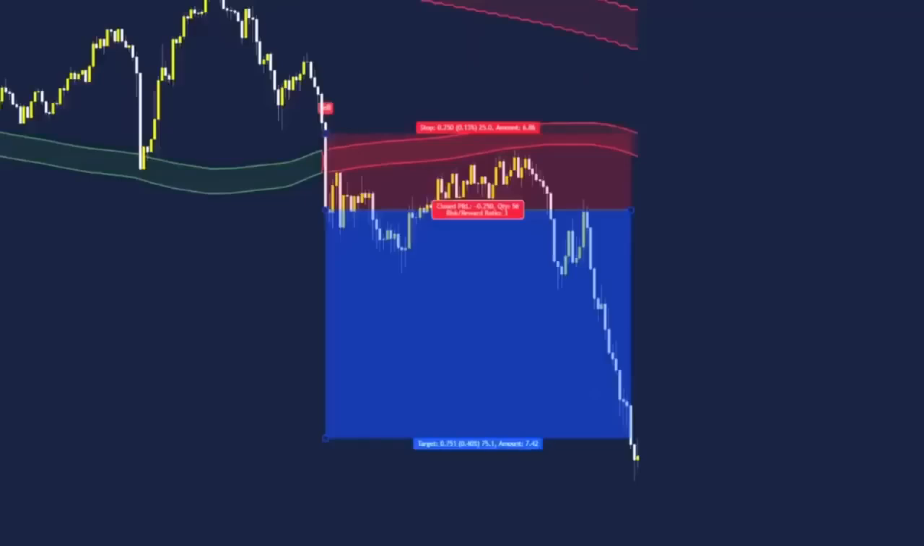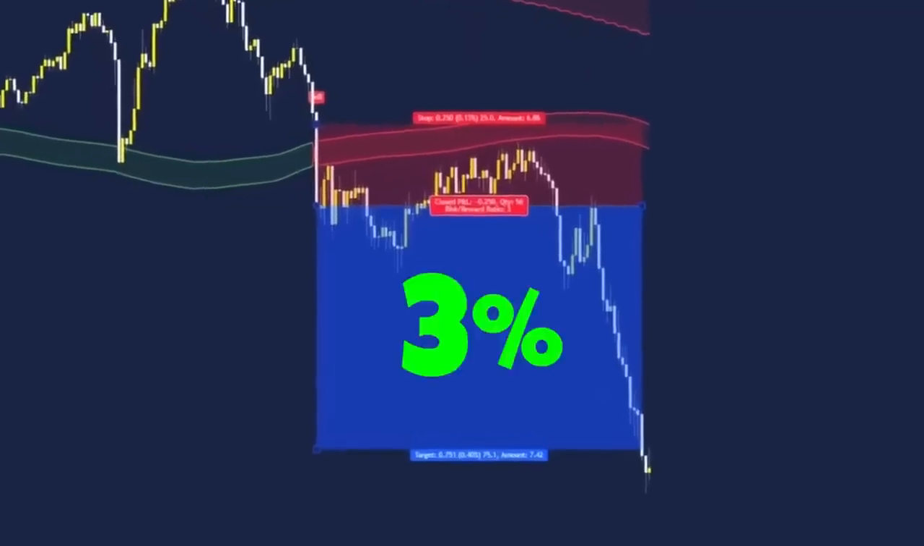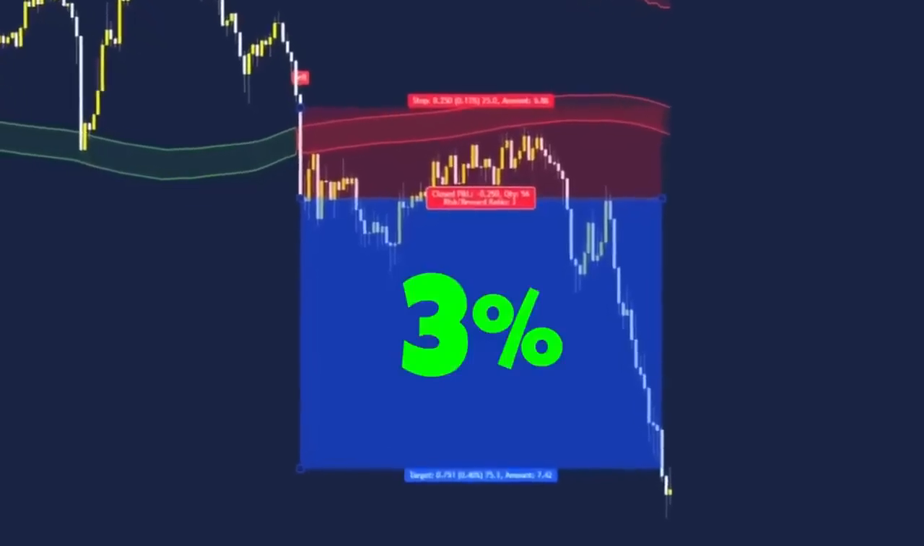And there we go, for our first trade, price has actually hit the 3 risk to reward ratio, giving us a 3% profit on the account straight away. Now let's look for our next setup.